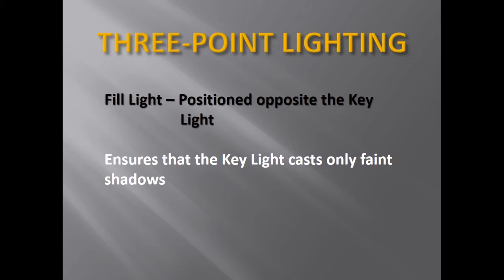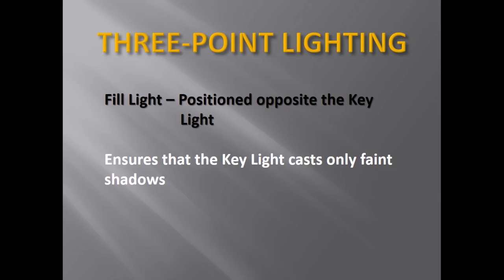So for example, if we put our key light on the right side of our subject's face, we would put the fill light on the left side of our subject's face. And the fill light is not as bright as the key light, but it will fill in some of those shadows, making sure that they're faint and not sharp, distinct shadows. And in just a second, I'm going to show you a visual of this, which will help it make more sense. So we have the key light, which is our brightest light. We have the fill light, which goes opposite of the key light to fill in those shadows.